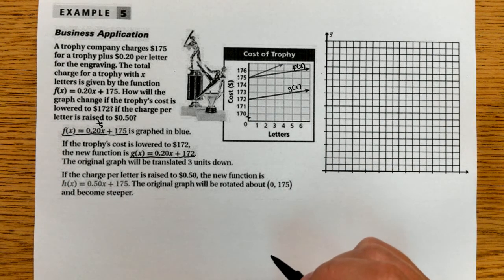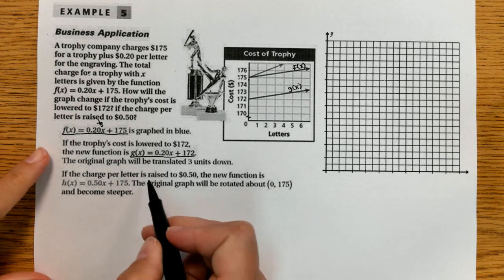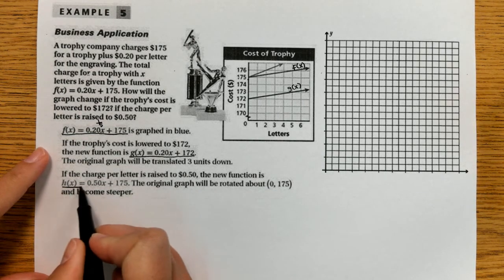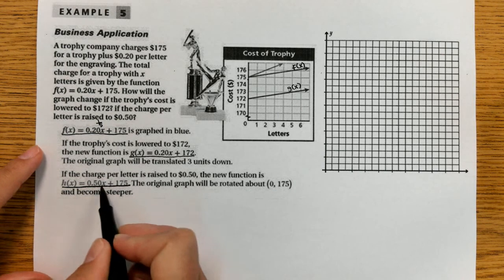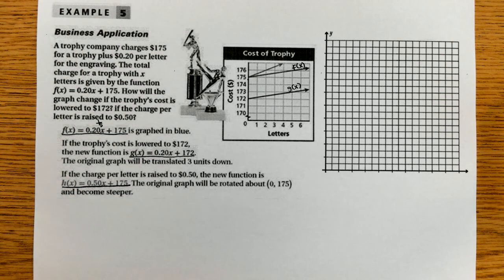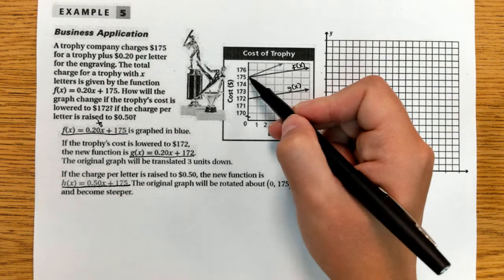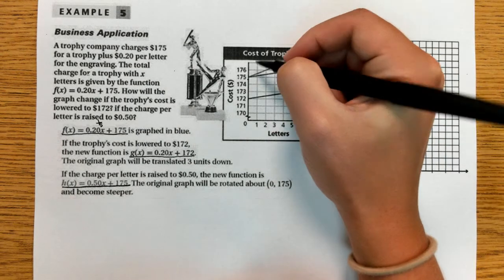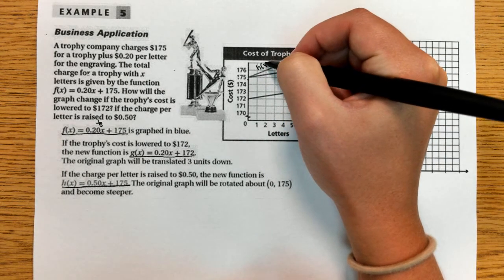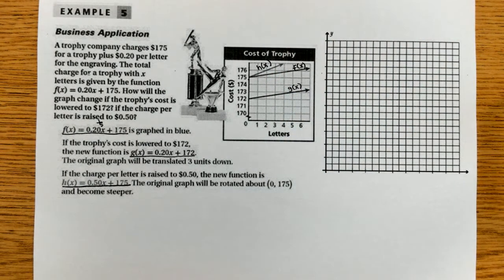The next transformation is changing our slope. So we're raising the price to 50 cents. So we have h of x equals 0.5x plus 175. So the initial value is the same, the 175, just we're having a steeper slope. So the original graph is just rotated around that y-intercept 0, 175. So that's what that example would look like.